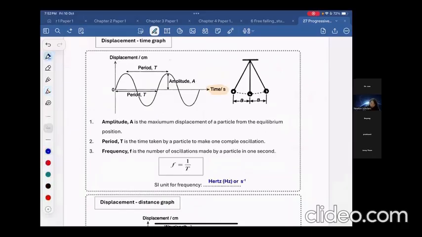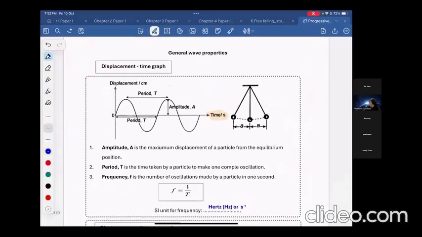Okay, time taken for one complete wave is called period. One complete wave, I want to emphasize here. Okay, we have 4 ways to determine it. One is like this. This is one complete wave. Second, you can go the opposite way like this. One complete wave. Number 3, crest to crest. Number 4, trough to trough. Okay, it's considered one complete wave.